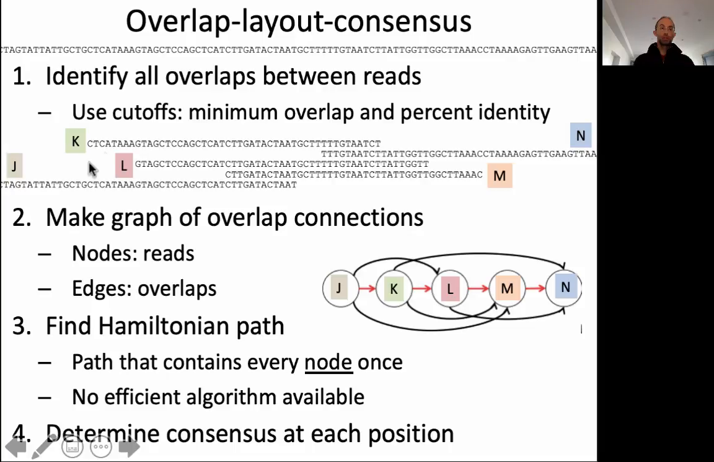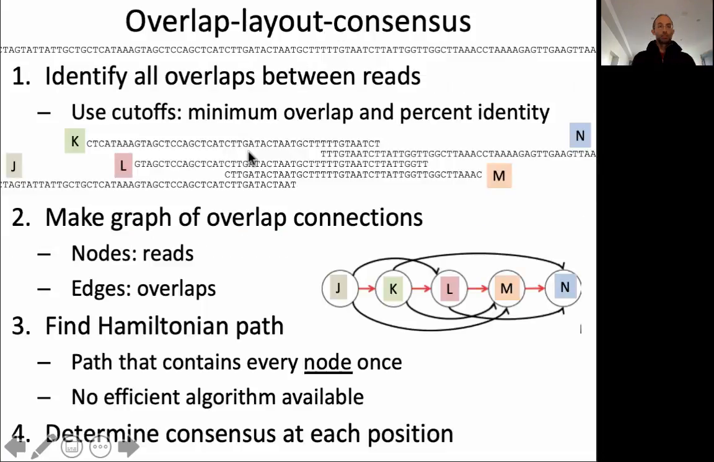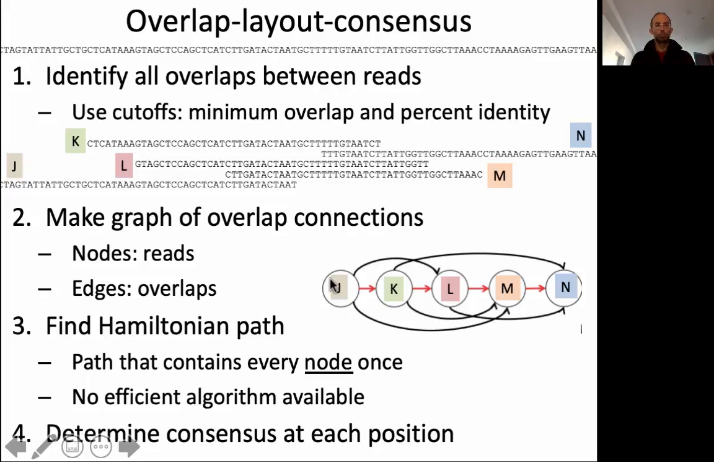So we can see that J overlaps with K, J also overlaps with L over here, J overlaps with M, J does not overlap with N, so there's no edge from J to N, and then K overlaps with L, K overlaps with M, and K overlaps with N, so all of these edges are drawn in this graph. What we're looking for is a path that passes every node once, and this is called a Hamiltonian path. This concept has been known from graph theory for a long time, and it's known that finding a Hamiltonian path is a difficult problem for computers.